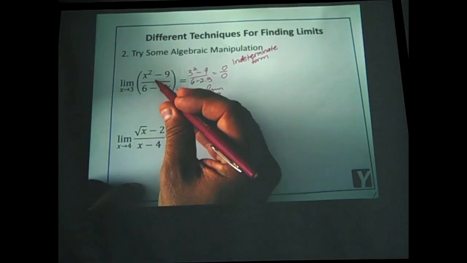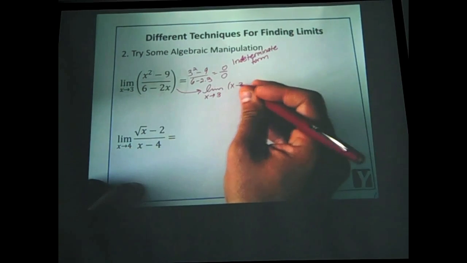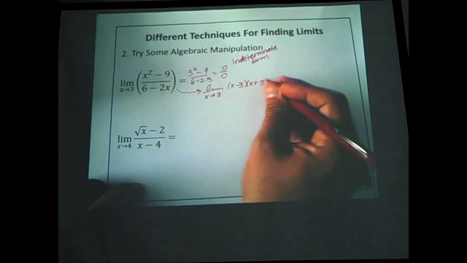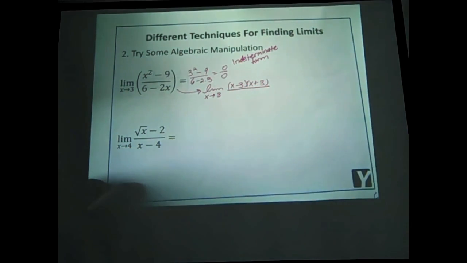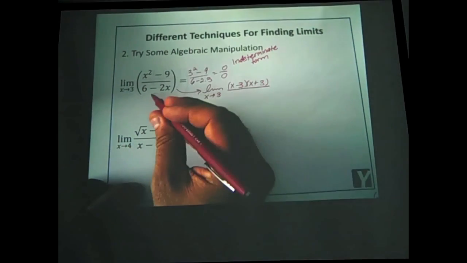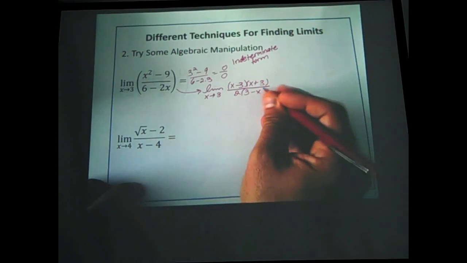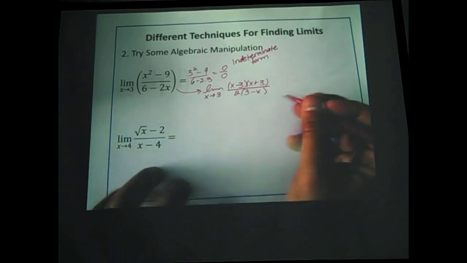If I'm thinking like an algebra student, I see this x squared minus 9, I recognize it as the difference of squares. That might be helpful. There I have (x minus 3) times (x plus 3). In the denominator, I have 6 minus 2x. I can factor out a 2, leaving me 3 minus x.